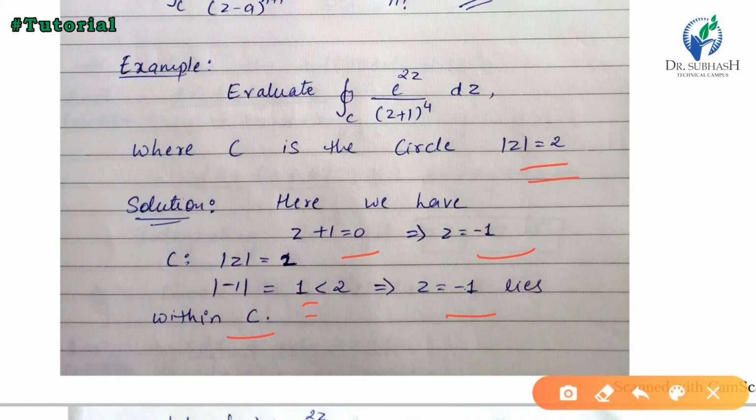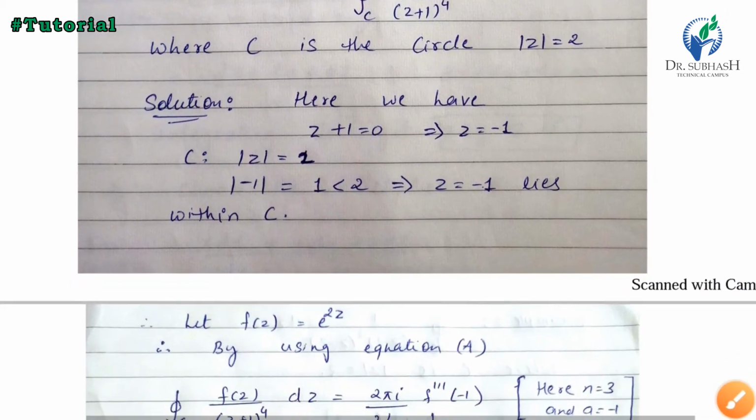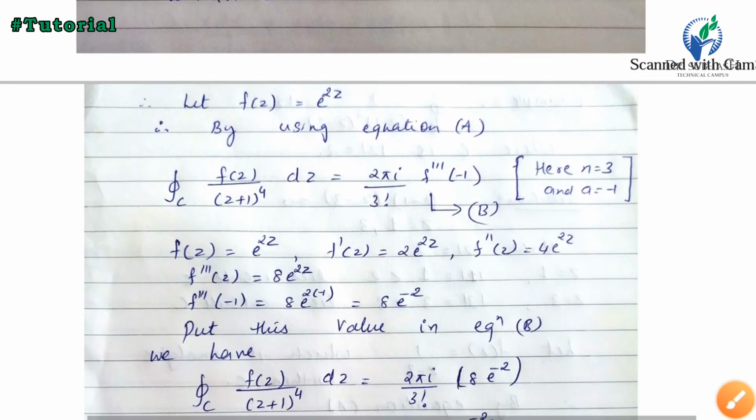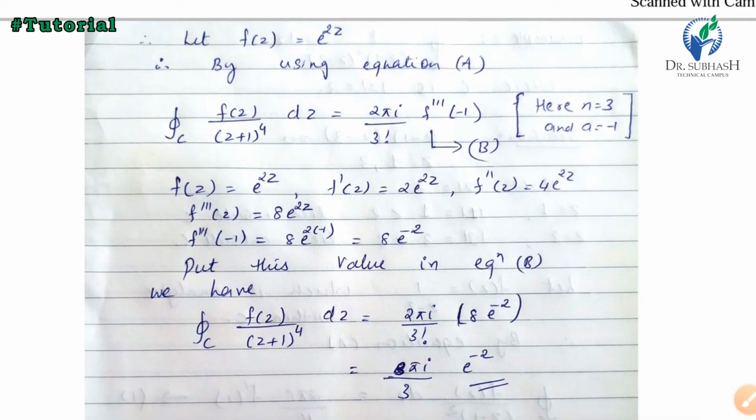So we have to use the formula of nth derivative, and the numerator portion, that is e raised to 2z, will be considered as the function f of z. So here f of z will be e raised to 2z. Using the formula of nth derivative, we have integration C f of z upon z plus 1 raised to 4 dz equal to 2 pi i.